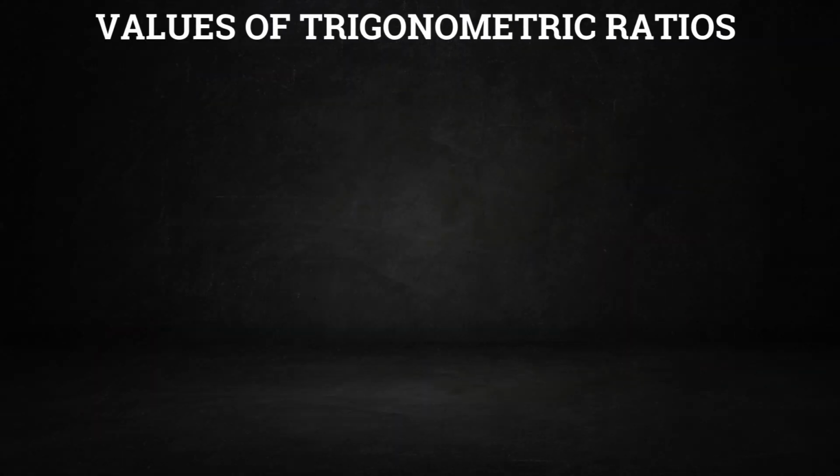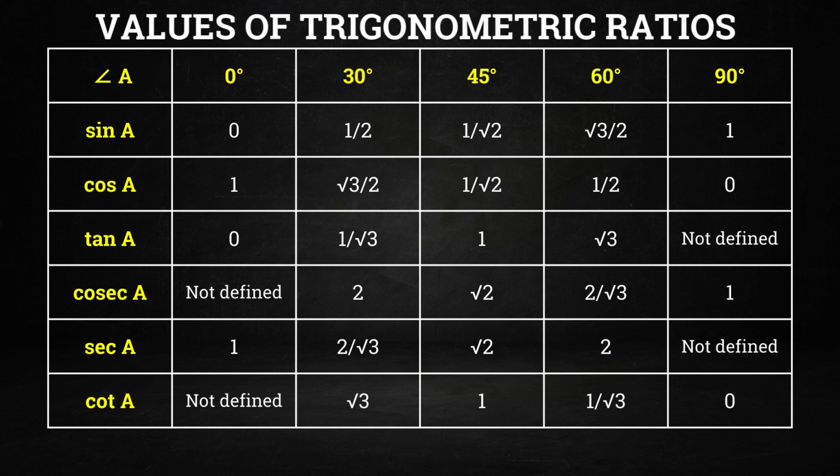We have now seen how to calculate the trigonometric ratios for 0, 30, 45, 60 and 90 degrees through triangle geometry and definitions. To help you remember and revise them quickly, here is a table with a complete summary of all 6 trigonometric ratios at these 5 standard angles.